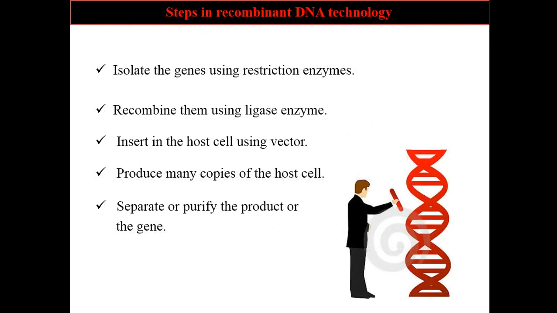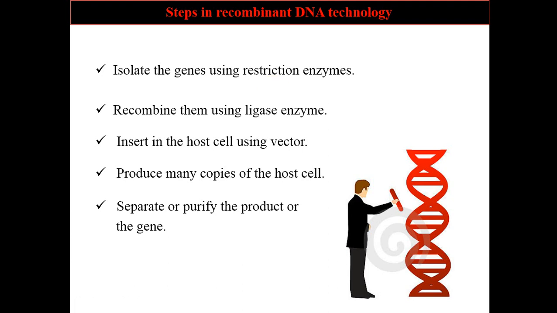We'll move ahead with the steps in recombinant DNA technology. First is isolation of gene using restriction enzyme. This means the gene of interest. Say if you are interested in large scale production of insulin, or of antibodies, that particular gene you have to isolate by cutting it with a restriction enzyme from the particular organism's DNA.